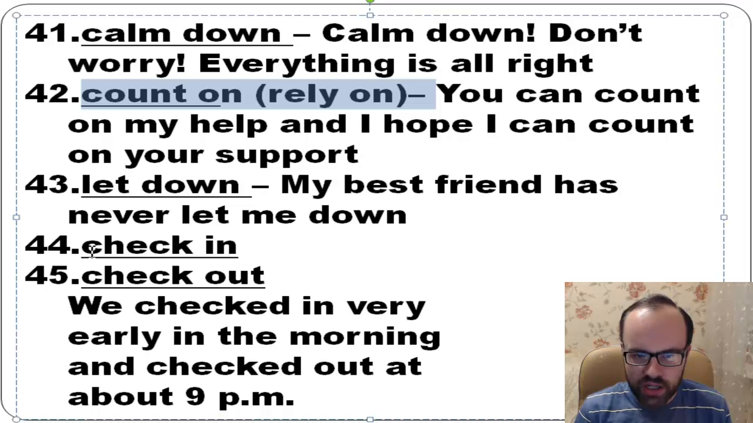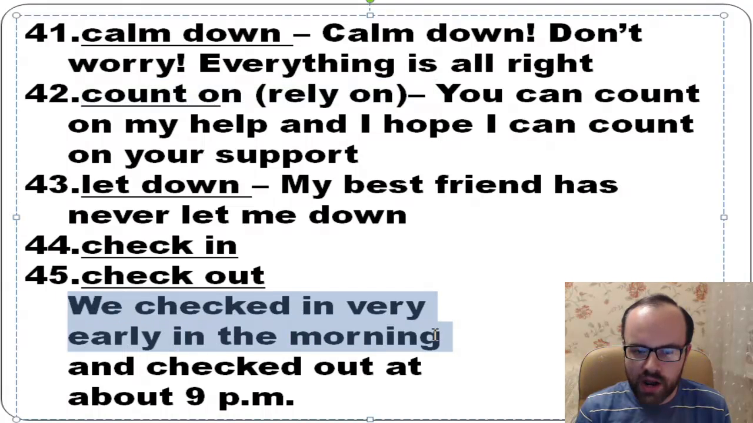Next, check in and check out. We often use these phrasal verbs when we arrive at the hotel and when we leave the hotel. We checked in very early in the morning. It means we arrived at the hotel very early in the morning, and we checked out at about 9 p.m. We left it at about 9 p.m. So we went to another place.